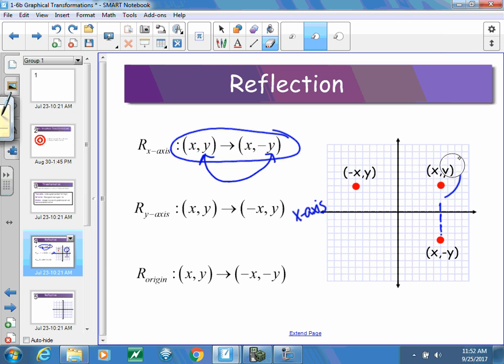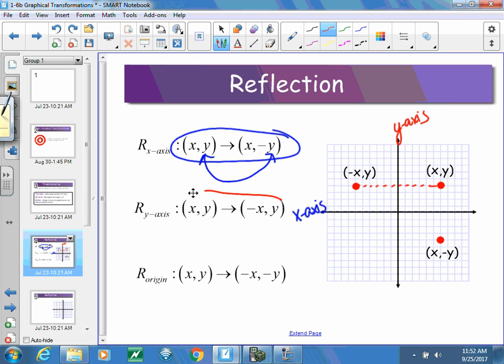When you do a reflection over the y-axis, so here's our y-axis, if I do a reflection in a mirror image over there, it's going to be the same distance from the y-axis. Notice this time that your y value stays the same and your x value changes, because you're going to be the same distance above your x-axis. It's just whether you're on the left or the right of it. So one's going to be positive and one's going to be negative.